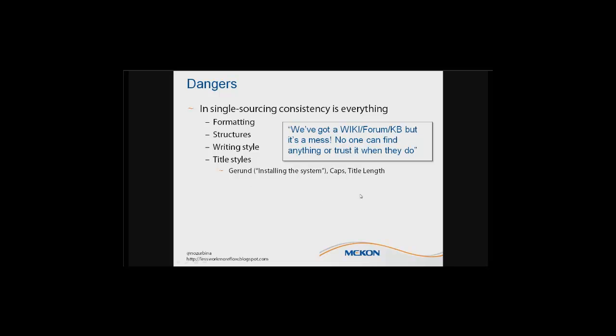Inconsistencies like these also contribute to feedback that I get all the time from my customers. We've got a wiki, we've got a forum, we have a knowledge base, but no one can find anything, and no one can trust it when they do. Again, I'm not saying this directly about the Mozilla work. I'm just using it as an example that even the best fully social documentation can have these issues.